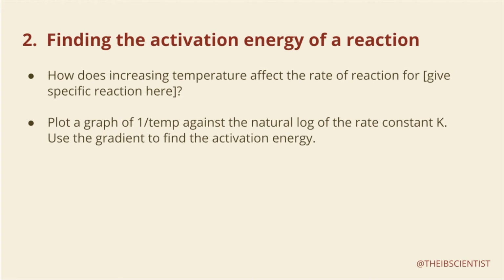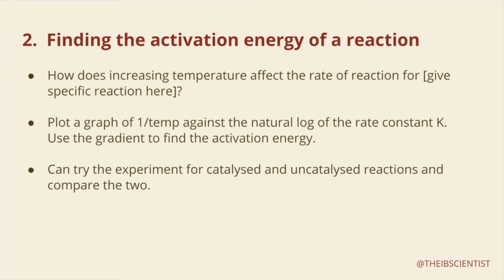So you would basically take a reaction and calculate the rate at which it happens under different temperatures. And then what you would do is plot a graph where one axis is 1 divided by the temperature against the log of the rate constant K. And as you guys know, the rate constant K you can only determine experimentally. So you would also have to show calculations for that. And then you use the gradient of this graph to find the activation energy.